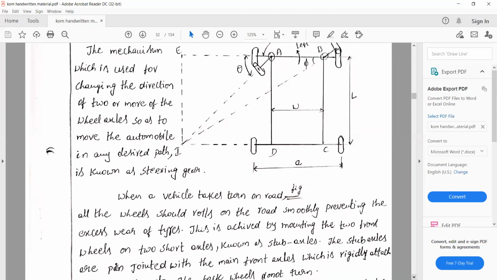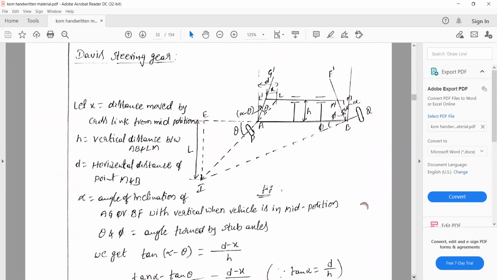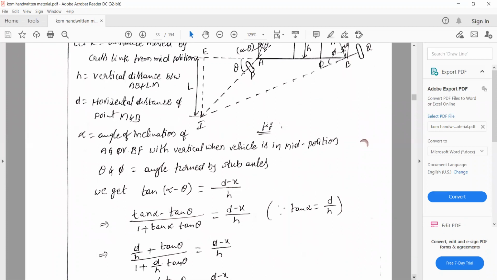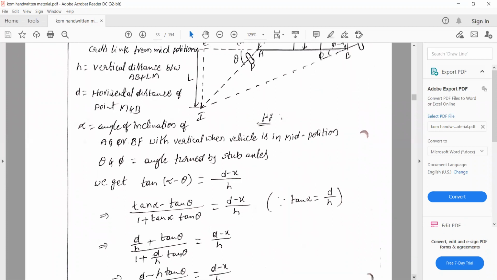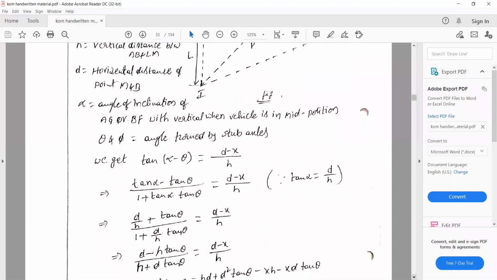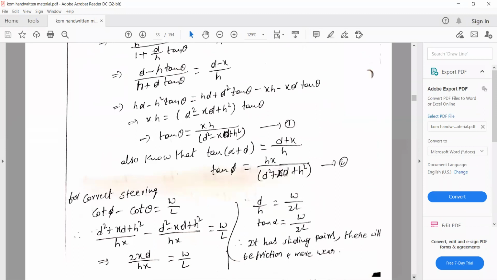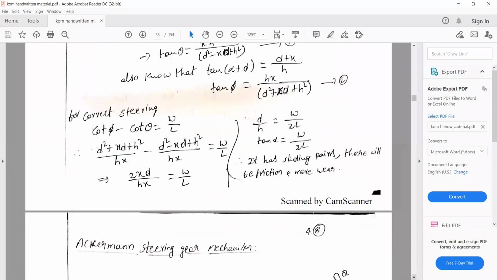And the next important thing is the Davis and Ackermann steering gear mechanisms. In the correct steering gear condition, we already know that cot phi minus cot theta equals W by L. We prove this in the Davis steering gear mechanism. When we take the Davis steering gear mechanism, we should find the tan alpha value, which is W by 2L. That is attained with the help of a particular derivation.